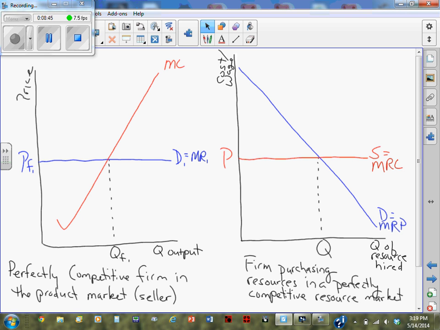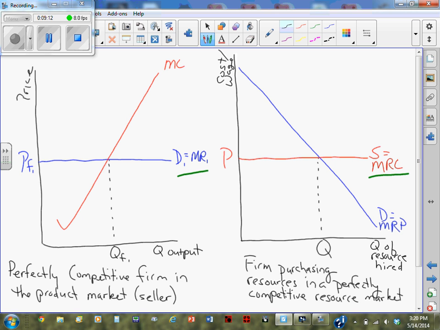The marginal resource cost becomes the supply for the firm. The marginal revenue is the demand for the firm. So remember, terminology matters. It's marginal revenue when you're a seller, and marginal resource cost when you're a buyer.